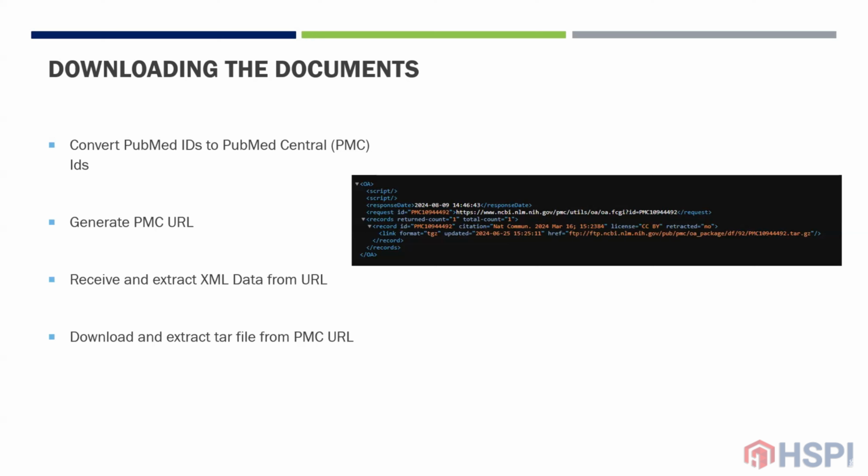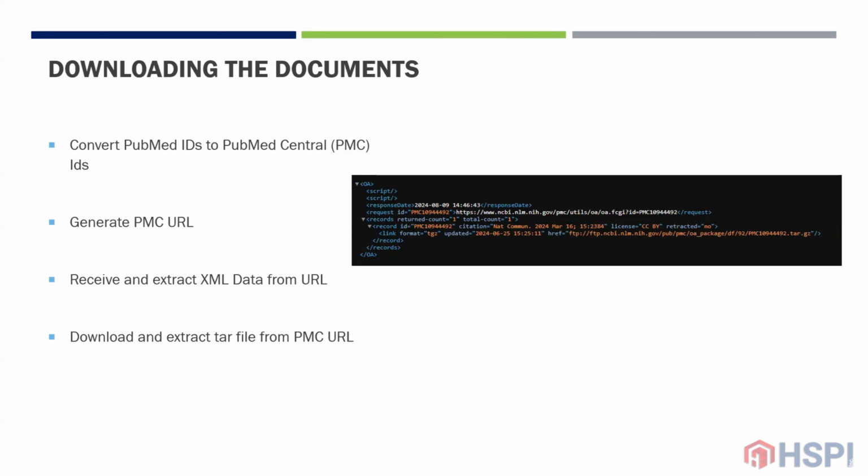And the PubMed URL returns an XML format similar to what you see here, where we are then able to extract it and get the download link, which is technically a tar file, a compressed file, and then we extract it from there. So now we have gone through the searching and the downloading.